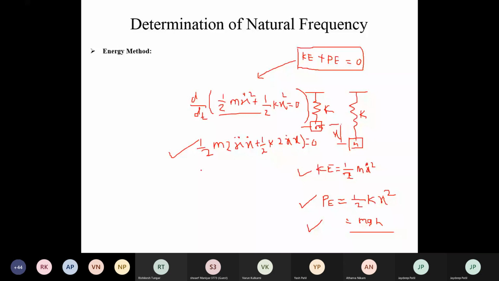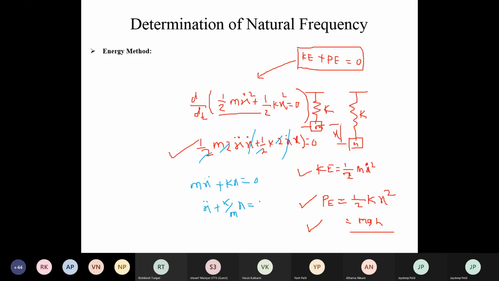What will cancel here? 2 gets canceled on both sides, and one more thing, x dot. Is it right? So you will get the equation m x double dot plus kx is equal to 0. Or you can write x double dot plus k by m x is equal to 0.